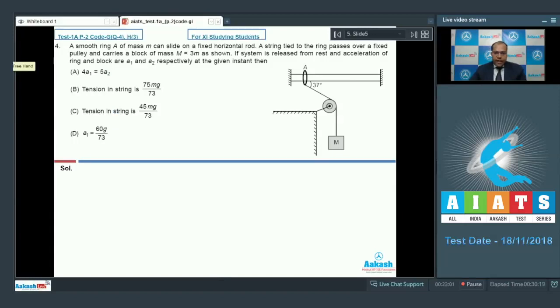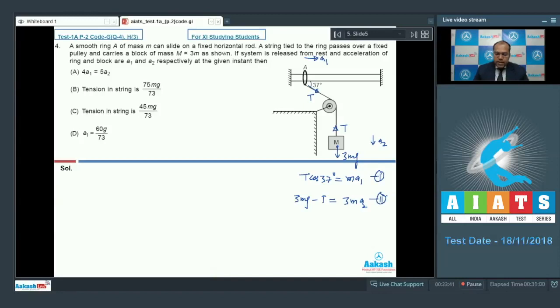So if I draw the free body diagram at this instant, suppose T is the tension in the string, then 3mg is acting in this direction, T is acting in this direction, T is acting in this direction. Let the acceleration at that moment a1 is of ring and a2 is of block. So if I write the equation, then T cos 37 degree is equal to mass into acceleration, that is m into a1, that is my first equation for the ring. If I write for the block, then 3mg minus T is equal to 3m into a2, that is my equation 2 for the block.